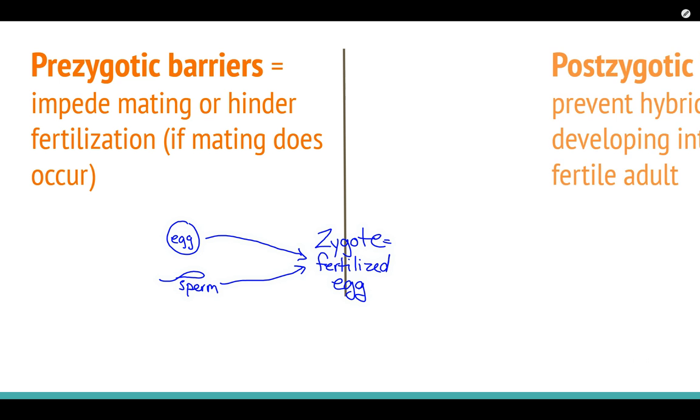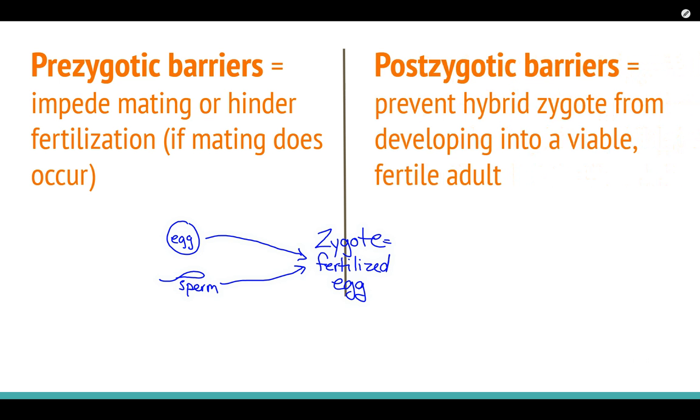The other type of barriers are post-zygotic barriers that happen after that. So the fertilized egg then grows and develops into an organism that is a hybrid. A hybrid, remember, is a mix of two different parental types.